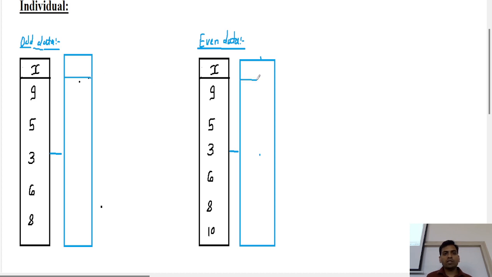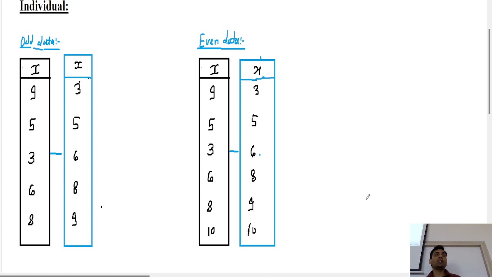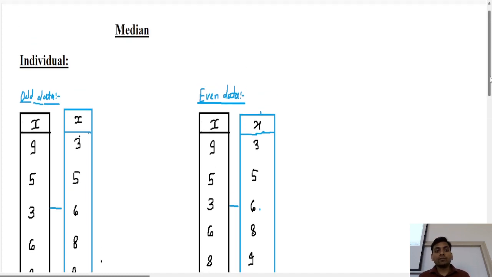First, the odd data arrangement. The first value is 3, the second is 5, next is 6, next is 8, and next is 9. For the other data set, it is 3, 5, 6, 8, 9, and 10. So this is the arrangement of data.